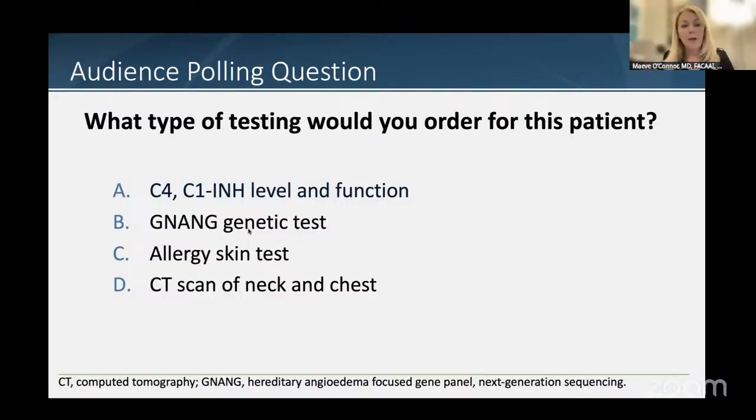Yeah, and we saw in that algorithm as well from the guidelines, right, that what you're saying is absolutely true. And the cost, we have to think about the cost of the test. If we can get our answer, as you mentioned, with the C4, C1 inhibitor level and function, we may not have to do the costly genetic test until later, right? Correct, for sure. Now, what about that CT scan of the neck and chest?